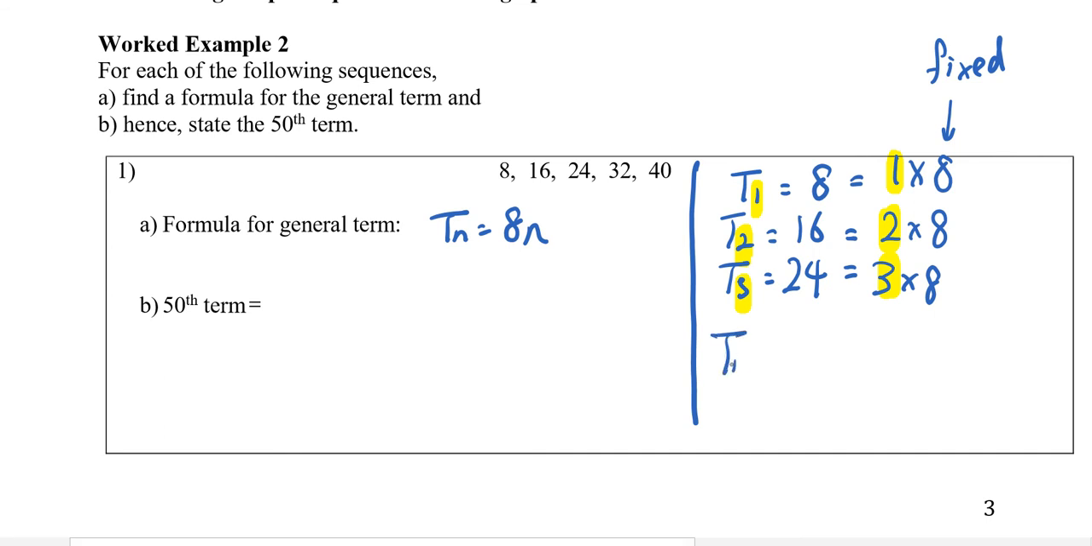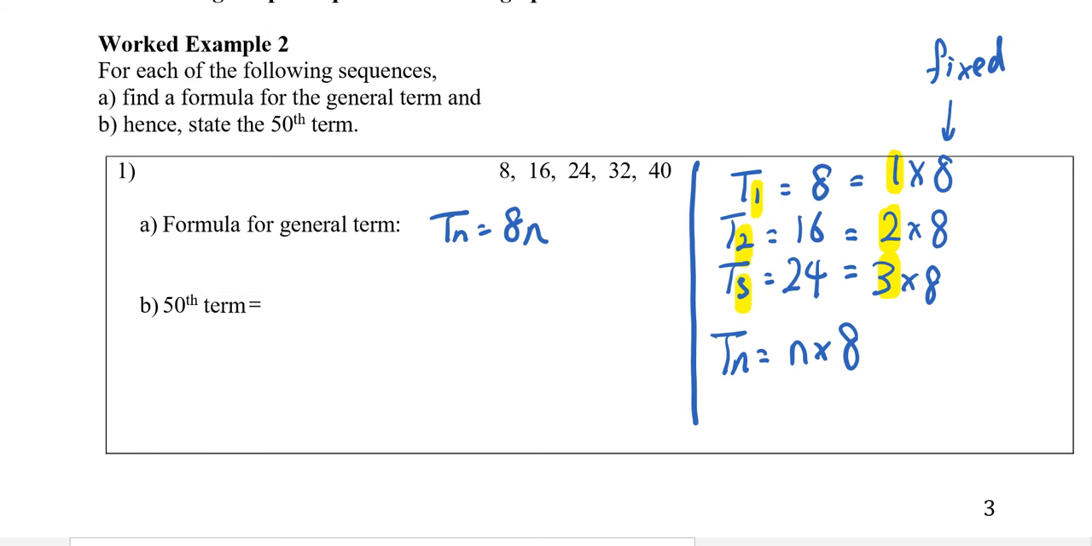Now, can you help me? If this is 3, it is 3 times 8. If this is n, then what is it? n times 8. Brian, stand up. However, we don't usually write n times 8. We usually write the number in front. So this is the preferred answer like this.